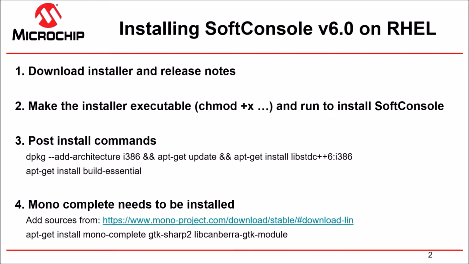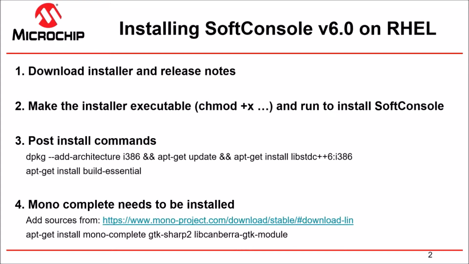The first is to download a copy of the installer and the release notes from the Microsemi website. The second is to make the installer executable using chmod +x followed by the name of the installer command, and then run the installer to install SoftConsole.